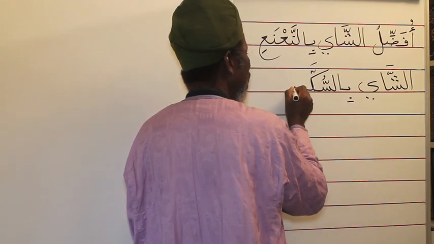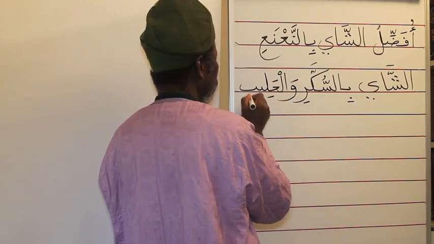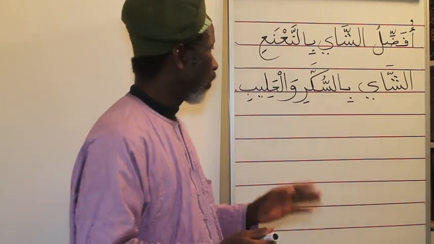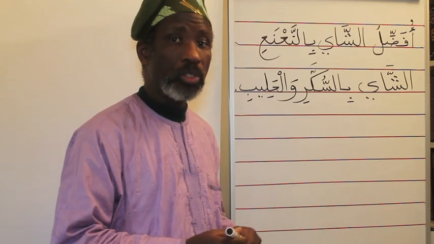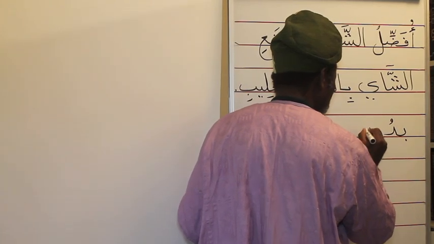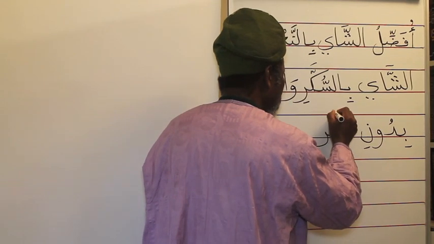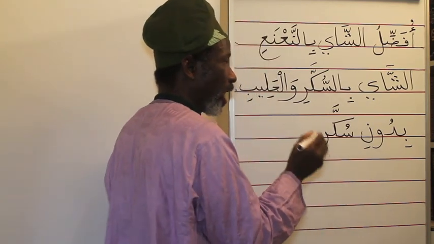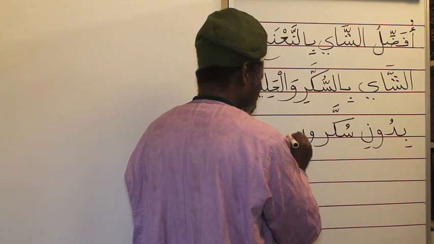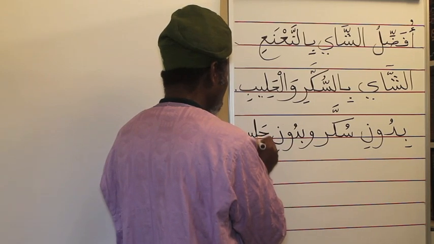Bisukkar, shay bisukkar wal halib in this case. Let's say wal halib, and milk. Wal halib. Shay bisukkar wal halib. Yani wal halibi. Here we have a shay bi sukkar wal halib, or you can say without sugar. Biduni sukkar wa halib. Biduni sukkar wa biduni halib. So بدون سكر وبدون حليب.